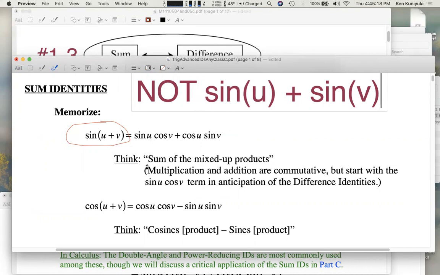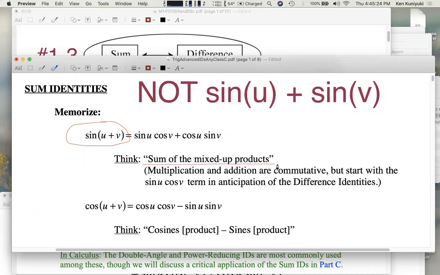Instead, and again, this comes from proofs, which we won't go over, but this comes from the sum of the mixed up products. Well, that's a way to think about the right-hand side. The sum of the mixed up products. Again, parentheses might help. The sine of u plus v is sine of u, cosine of v, plus cosine of u, sine of v, is the sum of the mixed up products. It's a real tossed salad here, right? So it's all mixed up.